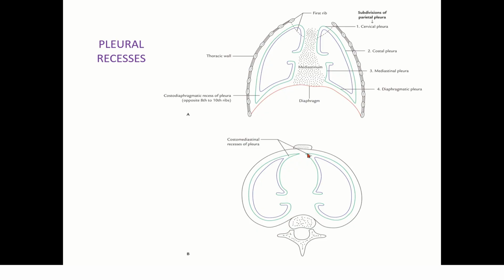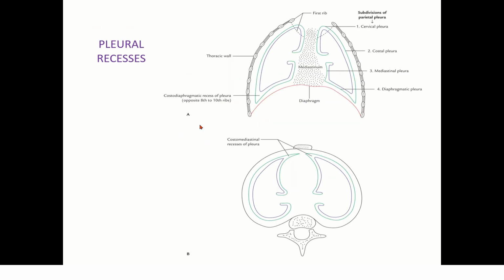And here you can see the costomediastinal recess where the costal pleura becomes the mediastinal pleura behind the sternum. Two recesses are there. Out of that, the most important is the costodiaphragmatic recess because this is the most dependent part, where there will be accumulation of fluid. If there is accumulation of fluid within the pleural cavity, this is the first place where the fluid gets collected. It is semilunar in shape.